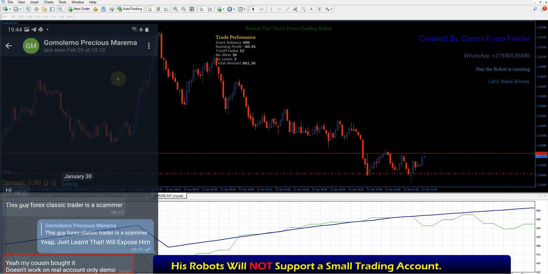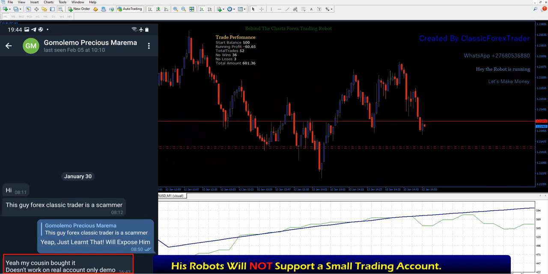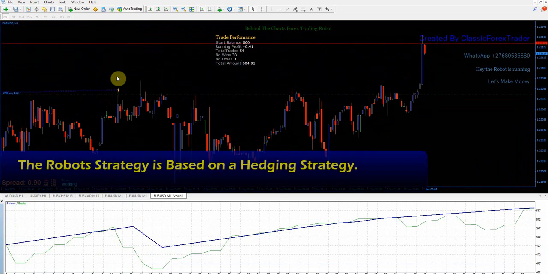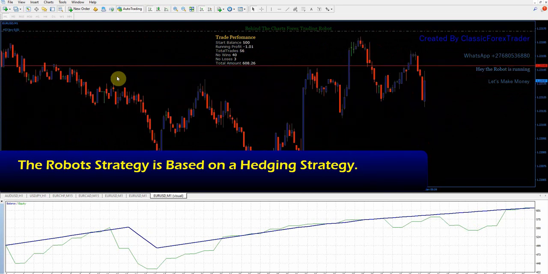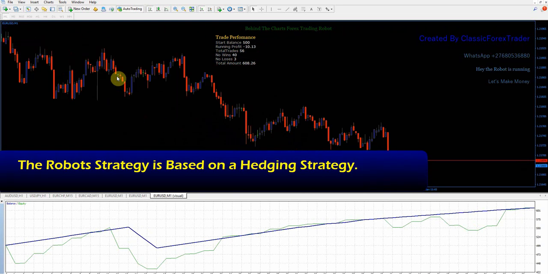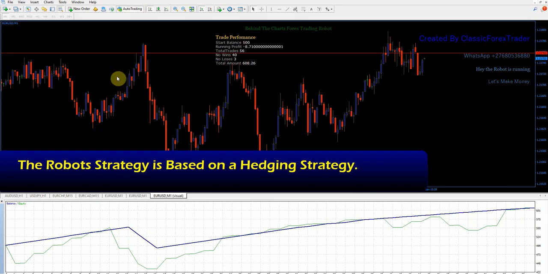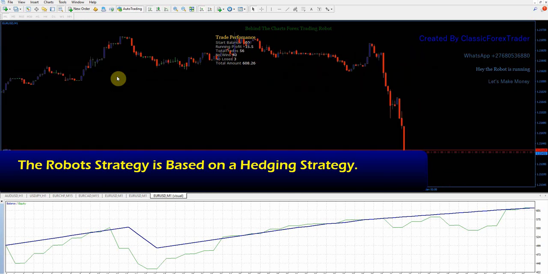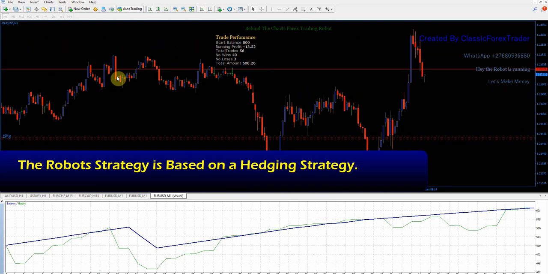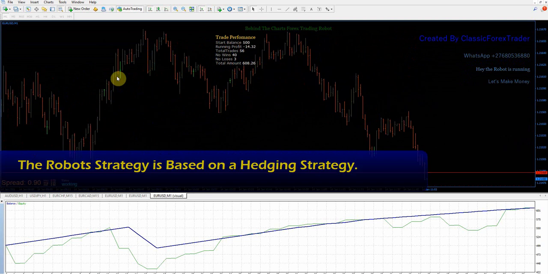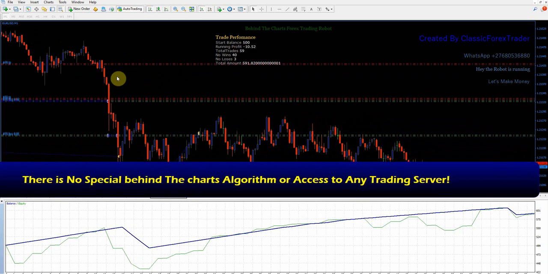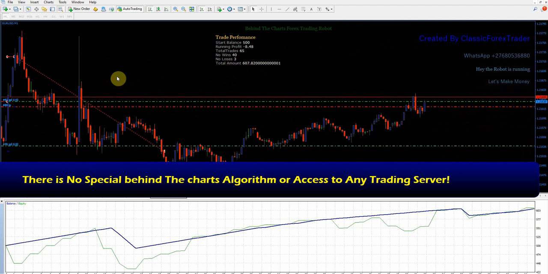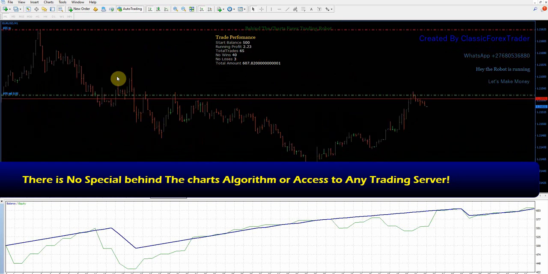Get it from me. Other members tested his robots and determined that his robots are profitable only on demo accounts. The strategy he uses in all his talking robots is similar to a hedging strategy. This means that the robot will open a hedging trade in the opposite direction of the trade that is in loss. By doing this, the robot limits your losses in Forex, but technically making profit or a loss is purely speculative trading. No special behind the charts algorithm, just a set of indicators analyzing the markets just like an ordinary expert advisor.